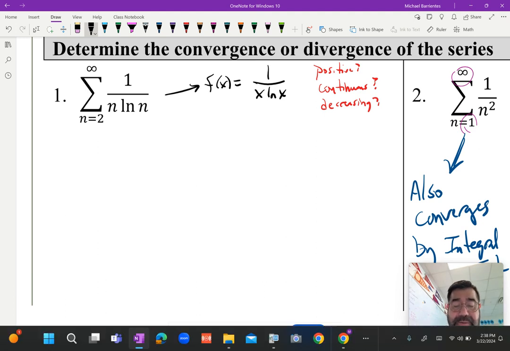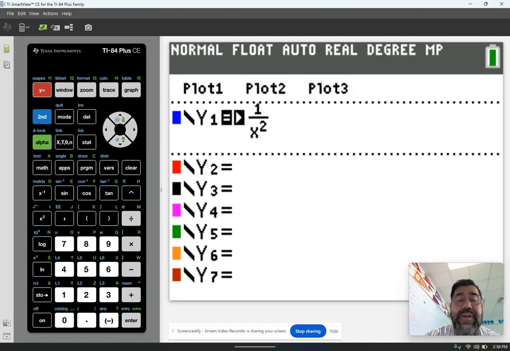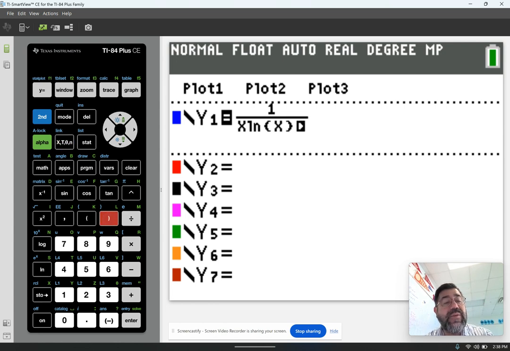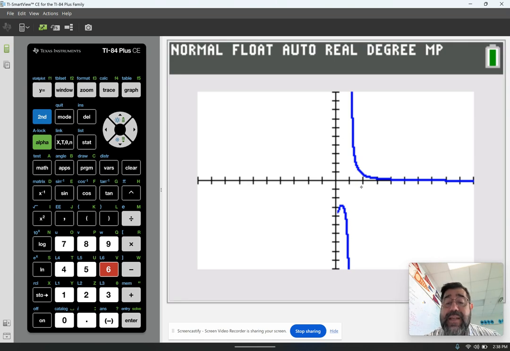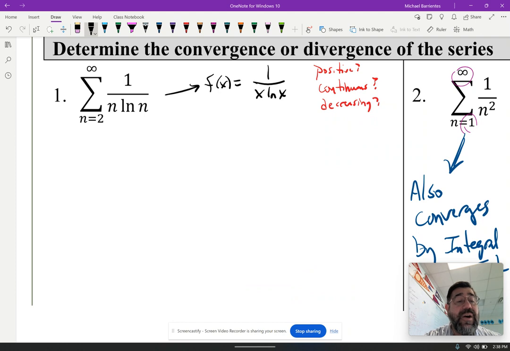So I go to my calculator, and let me go to the denominator. Let's delete that. And we're going to do x natural log of x. So I'm going to graph this to see what happens. Is it decreasing? Is it continuous? And is it positive? So I notice that there's a discontinuity, right? But let me go back and check. Oh, I'm starting at 2 to infinity.